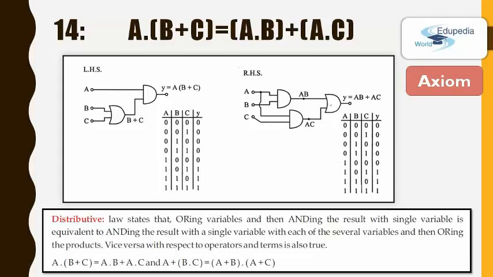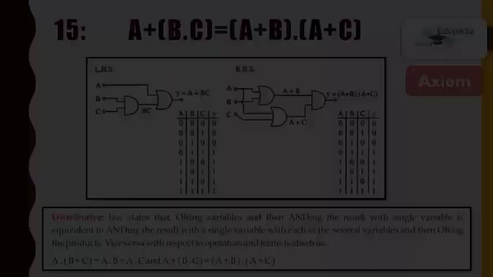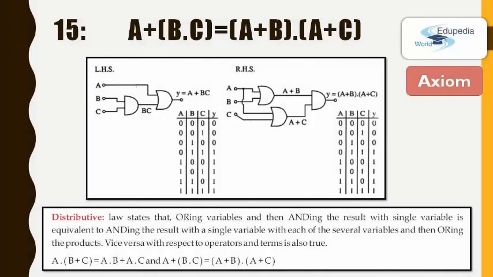If we apply the duality principle to this law, that means changing the pluses into dots and the dots into pluses, we arrive at our 15th law. A plus B dot C equals (A plus B) dot (A plus C). If we check the truth tables of these two logic circuits, you can see they give the same output. So this is a variation of the distributive law.